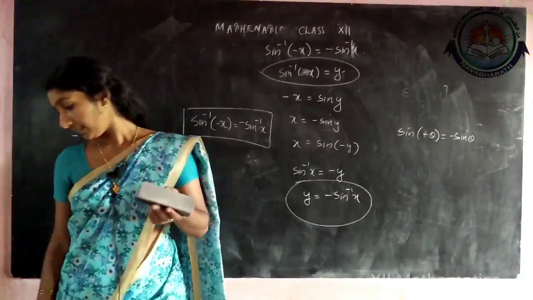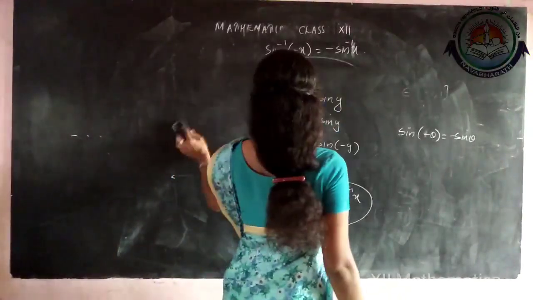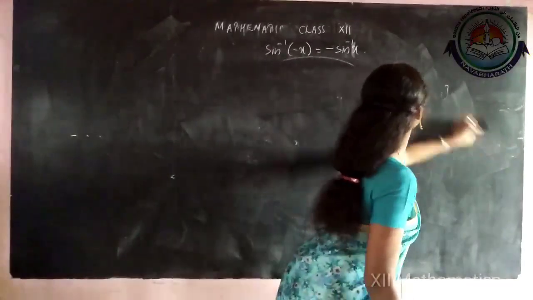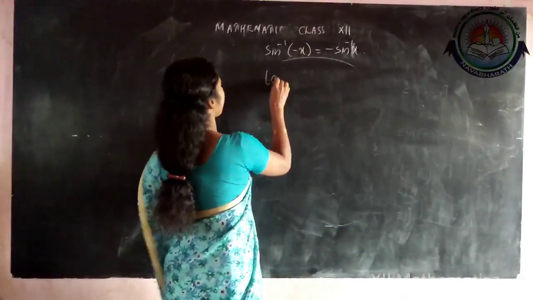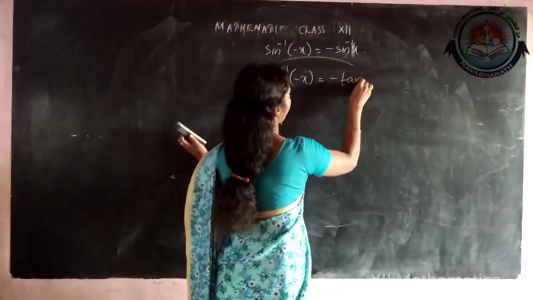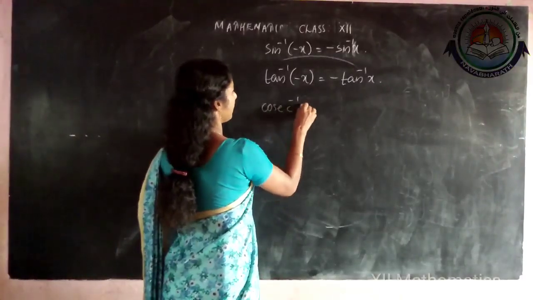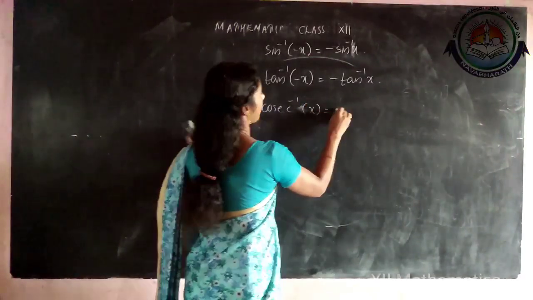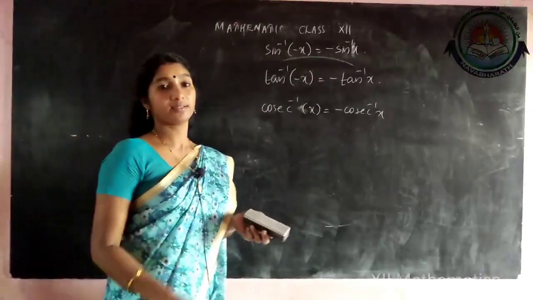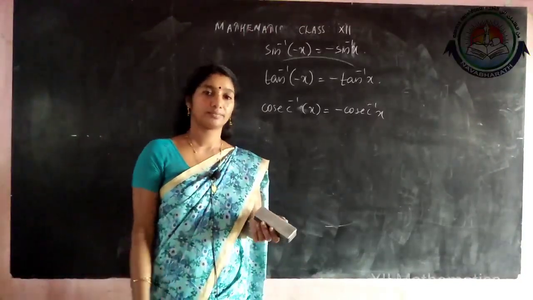The next two are: tan inverse of minus x equal to minus tan inverse of x. Cosec inverse of minus x is equal to minus cosec inverse of x. These three properties are the same type of property, that is why these three are together.